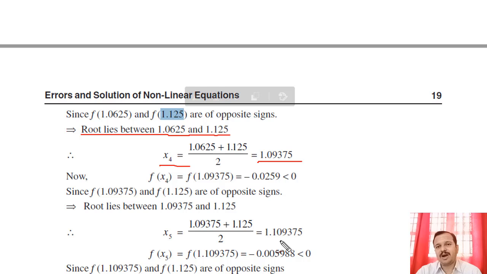So once again we have to see what is the sign, and we have to be careful here whether the values of x4 and x3 are the same up to 3 places of decimal or not. If not, we have to proceed. So that's what we are doing. We are proceeding further because they are not the same. You can observe.